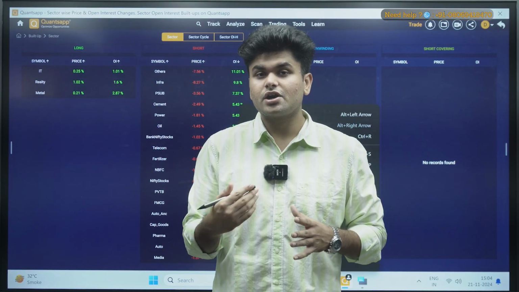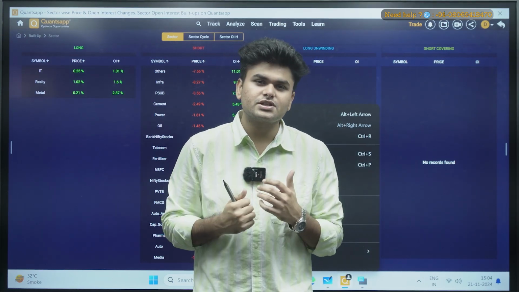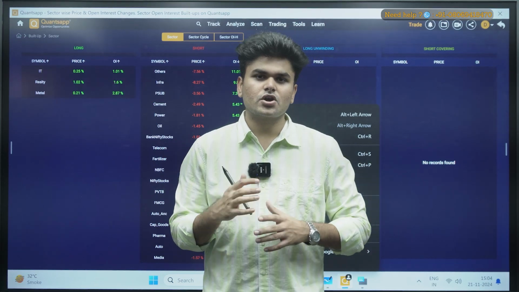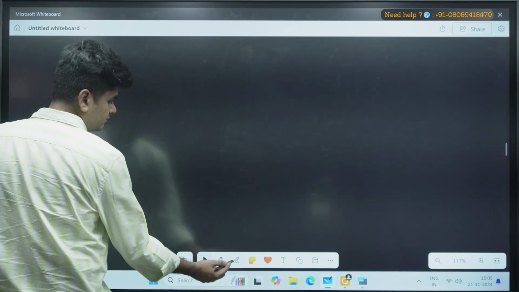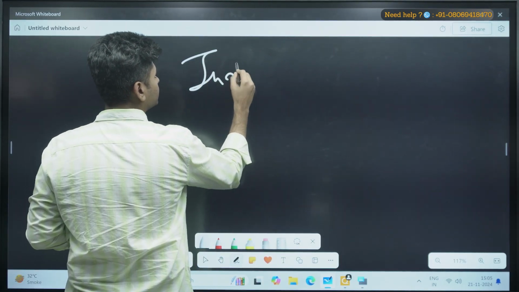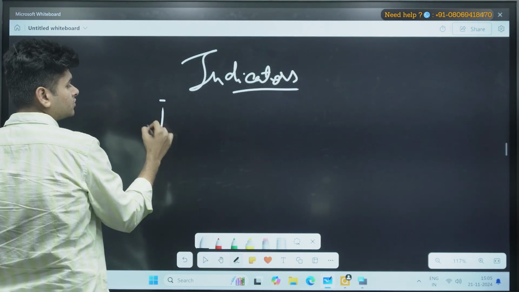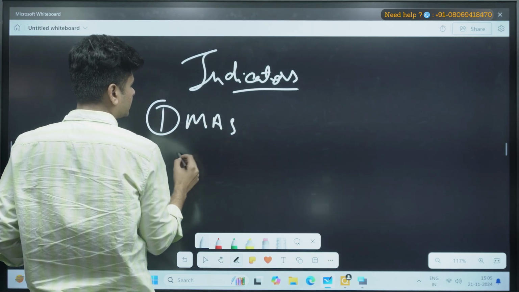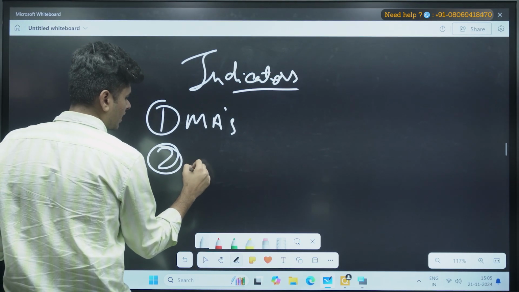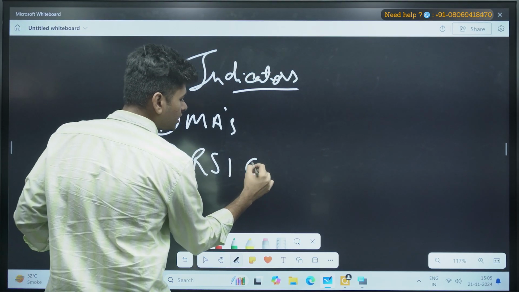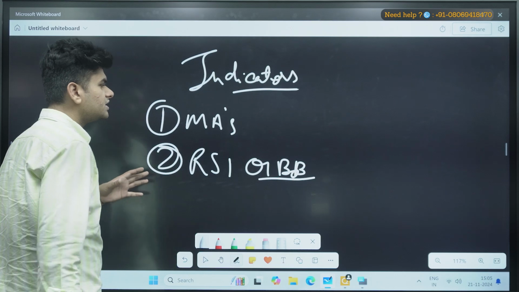Okay, now you need to check out the indicators also. Indicators are there to help you in the technical analysis. So you can take the help of the indicators in the technical chart. In the indicators you can use the MAs, the RSI or the Bollinger Bands. So these are the indicators.